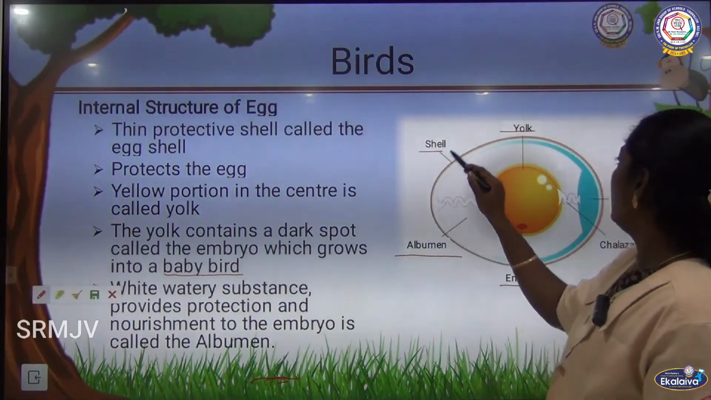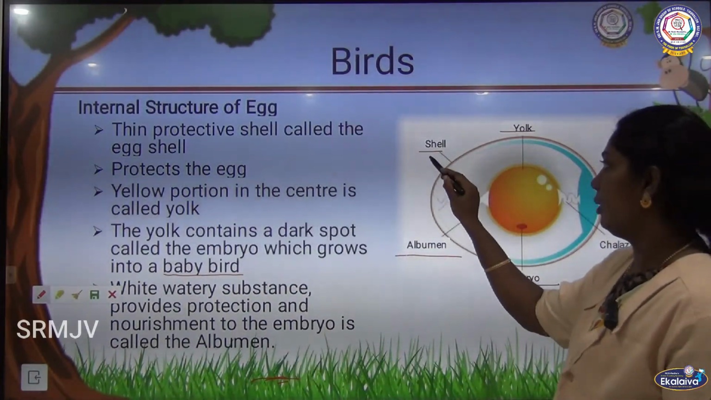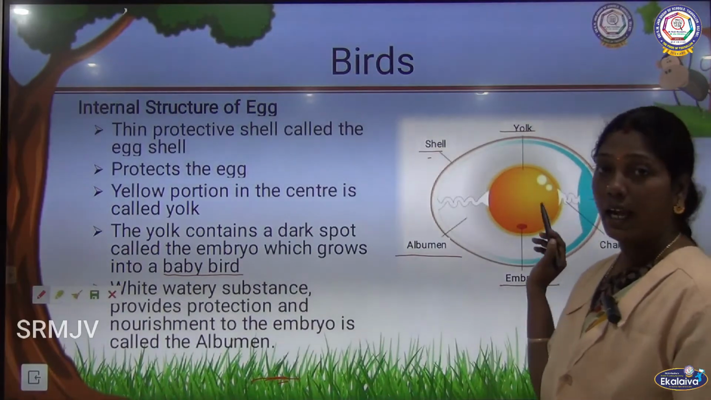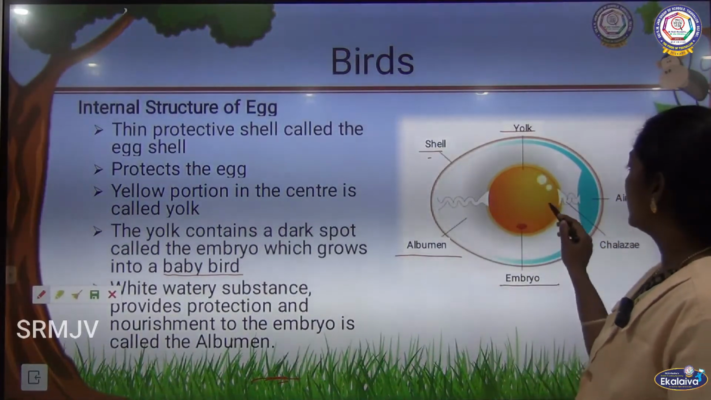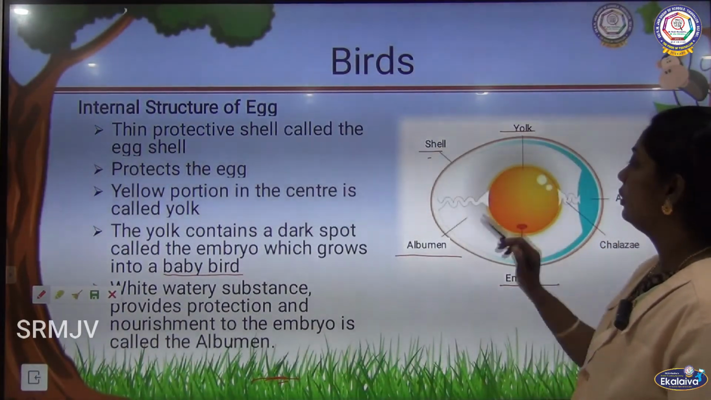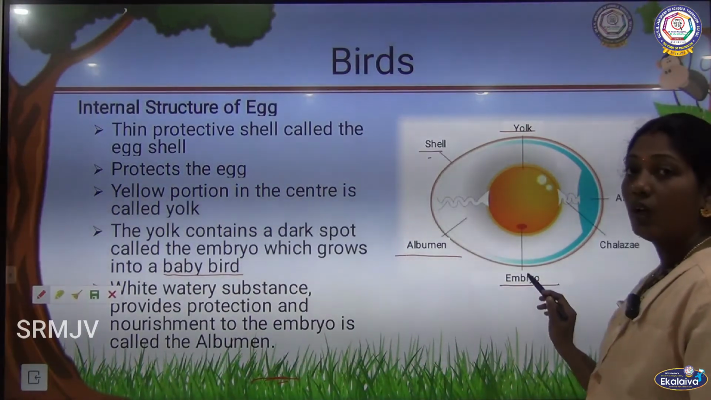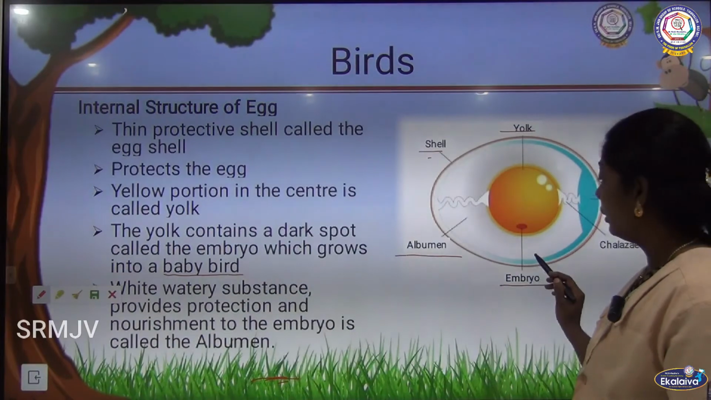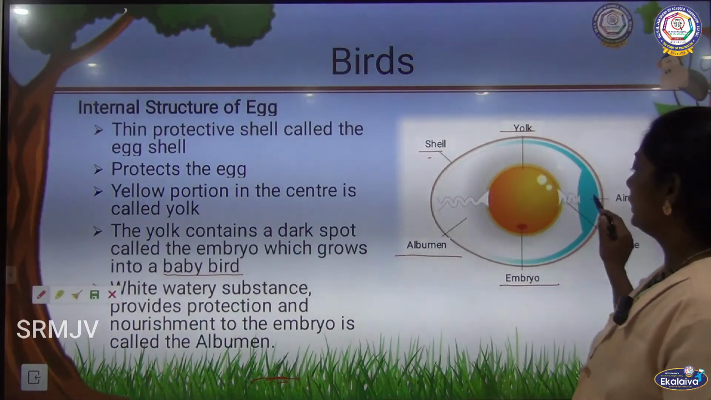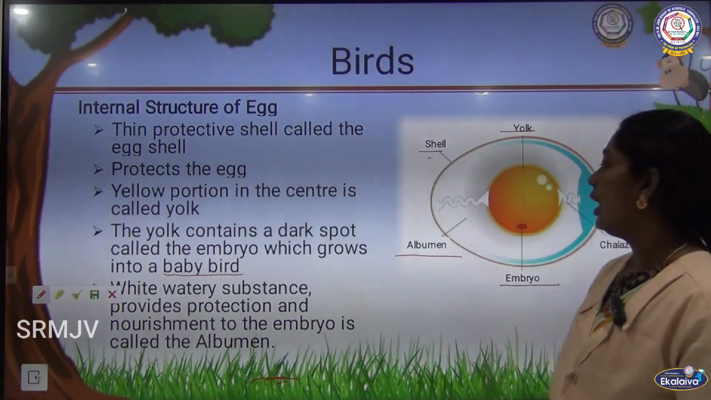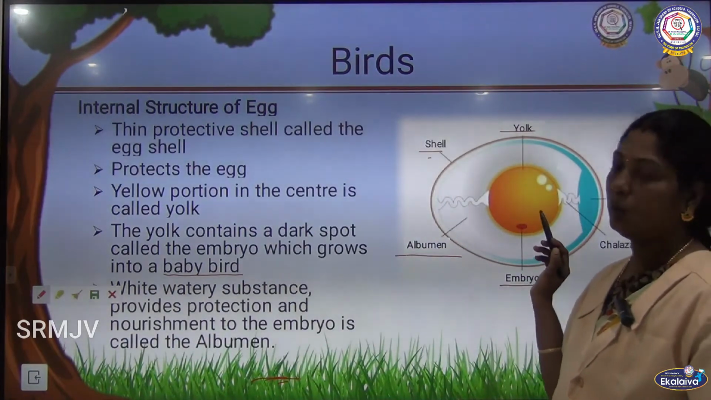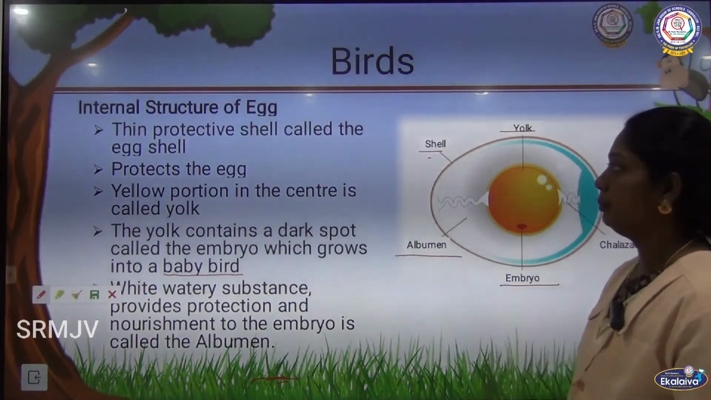So, the thin protective shell is called an eggshell. It protects the egg. The yellow portion in the center is called the yolk. The yolk contains a dark spot called the embryo, which grows into a baby bird. The white watery substance that provides protection and gives nourishment to the embryo is called the albumen.